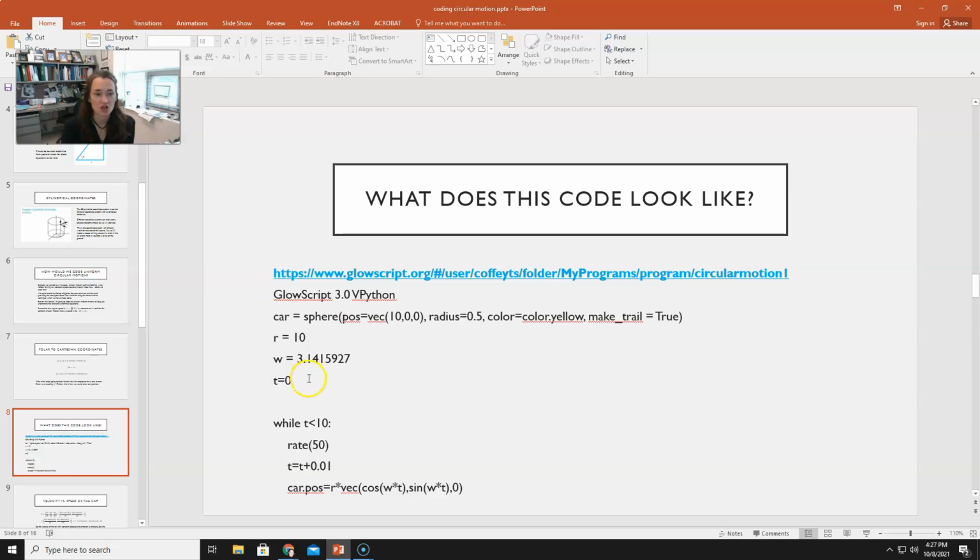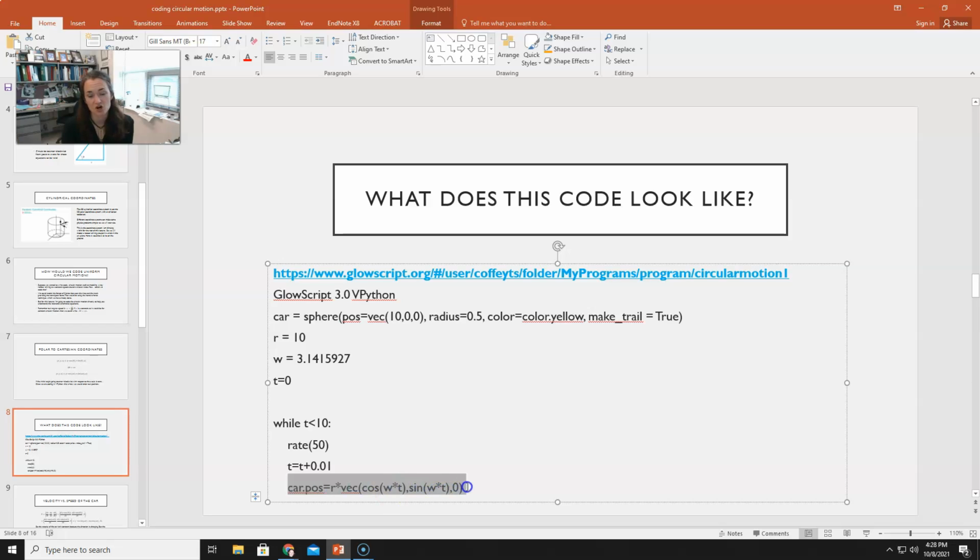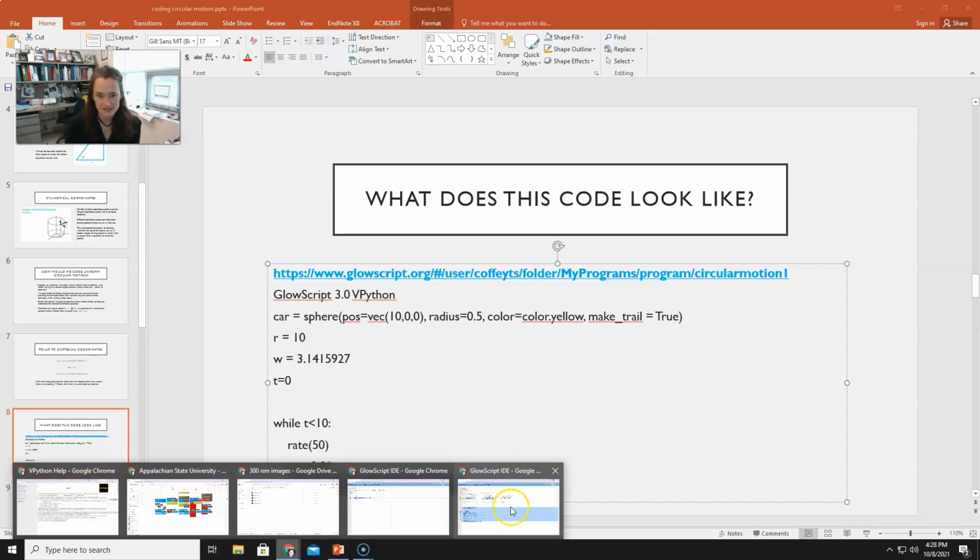We're going to start our clock at t equal to 0, with an increment of time dt of 0.01 seconds. I'm going to let my loop run for 10 seconds, and I'm just coding in the position of the car directly. I'm going to update my car's position, and car.pos will be equal to r times the vector cosine omega t, sine omega t, 0. That's just going to allow my little car to go in a perfect circle around my track. All right, so let's see it.